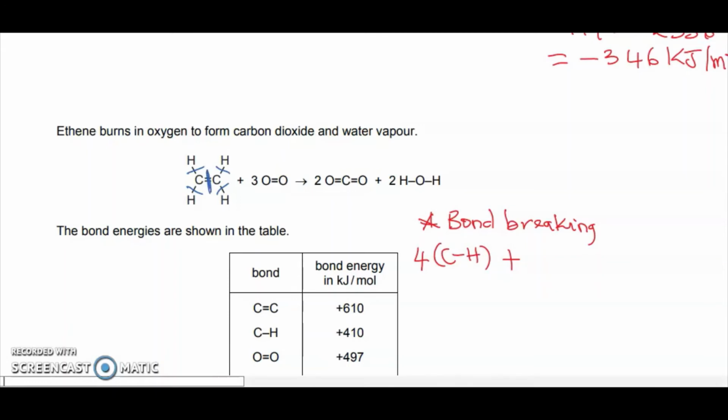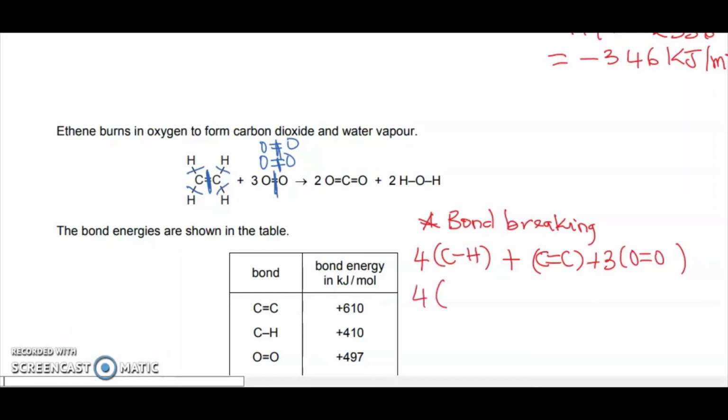We are also breaking this bond. So we have plus the carbon double bond. What else do we have? Now we also have to break these oxygen bonds, and there are 3 molecules. So in effect, we have this thrice. So we are breaking 1, 2, 3. Okay, now what do we have? So we have plus 3 oxygen bond. Now let's insert the values.